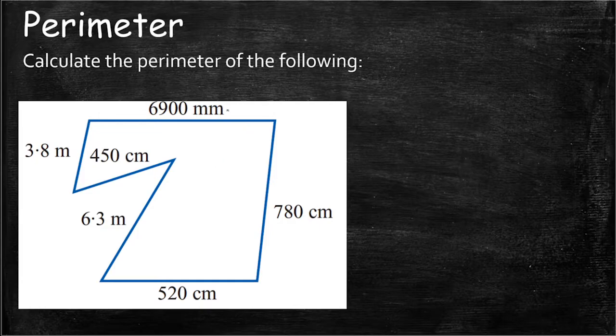The way we do that is we divide it by 10. So that 6,900 millimeters is actually 690 centimeters. To go from meters to centimeters, we have to times it by 100. So 3.8 times 100 is 380 centimeters. The 450 is already in centimeters. 6.3 meters, when we times it by 100, is 630 centimeters. And now everything's in centimeters for me.